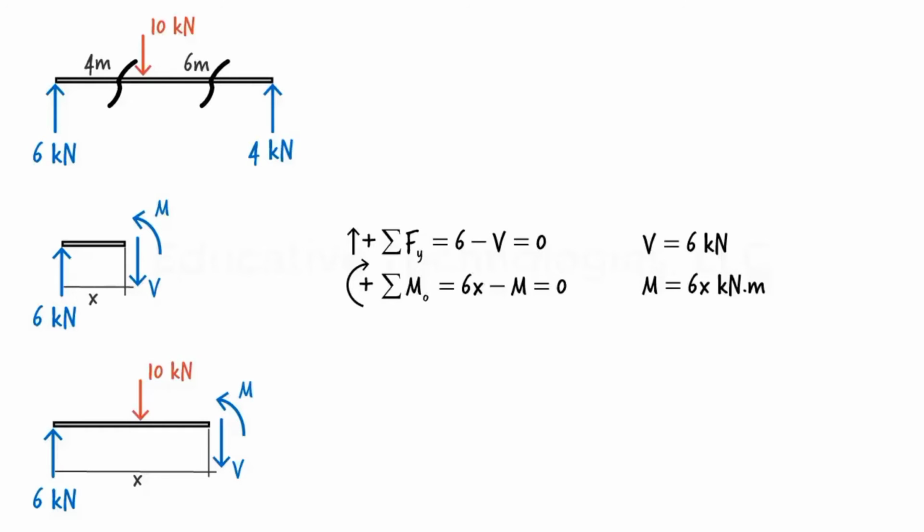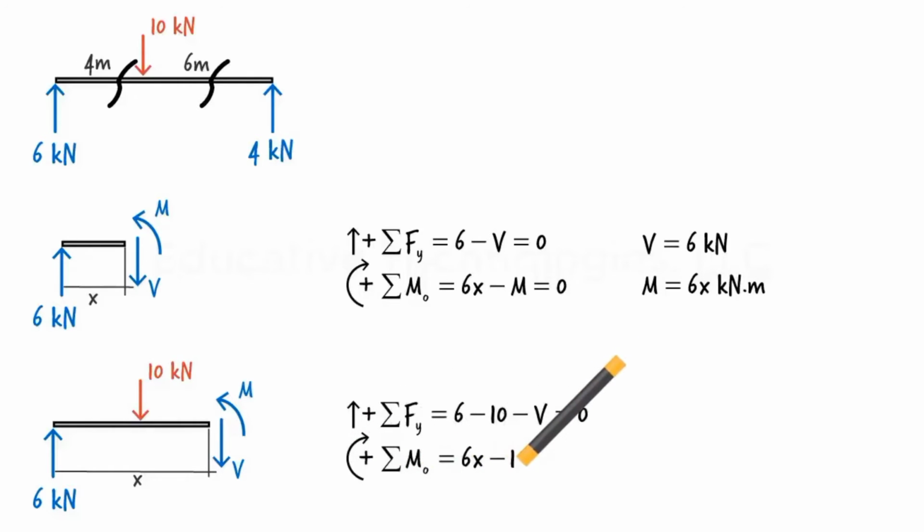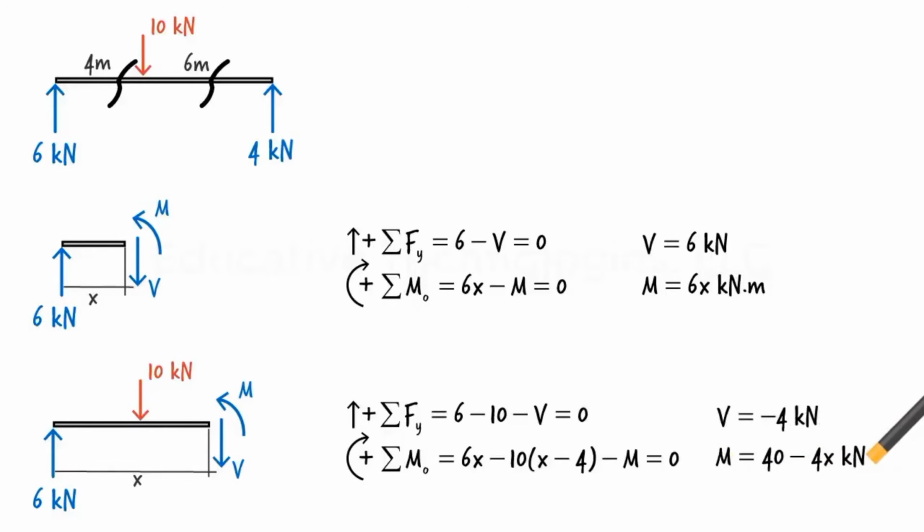For the second free body diagram, we can write 6 minus 10 minus V equals 0, and 6 times x minus 10 times (x minus 4) minus M equals 0. The first equilibrium equation gives us V equals negative 4. The second equation gives us M equals 40 minus 4x. This pair of equations works only for x between 4 and 10, where segment BC is located.